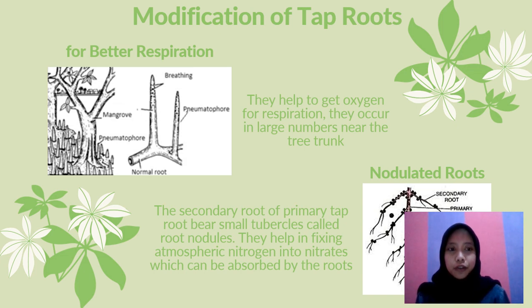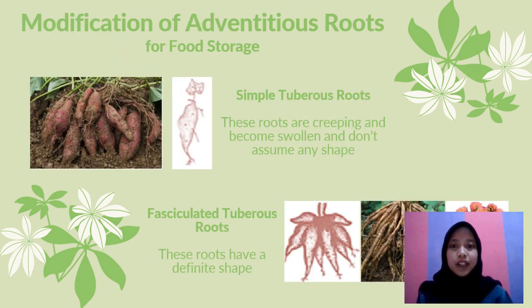Last is nodulated roots. The secondary roots of the primary taproot bear small tubercles called root nodules, which is why they are called nodulated roots. They help in fixing atmospheric nitrogen into nitrates, which can be absorbed by the roots. The example is legume or kacang polong.